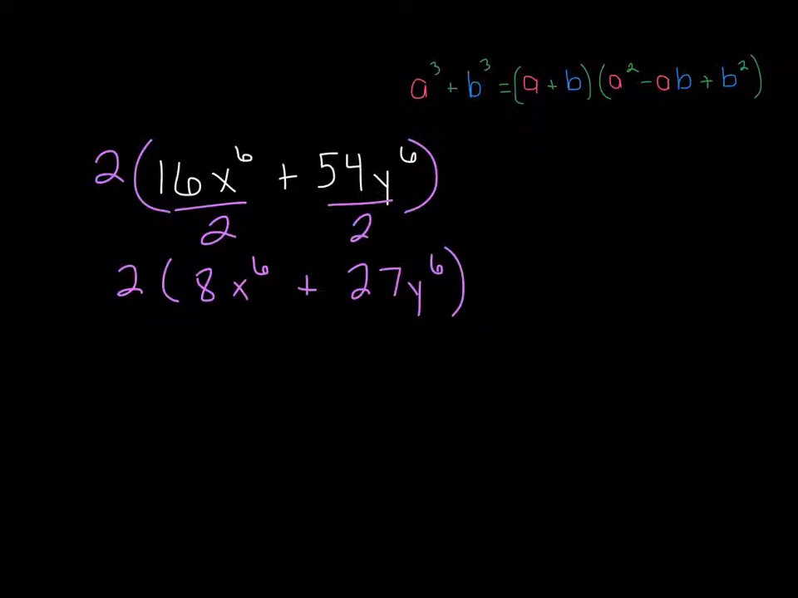Now we can see that we have a sum of cubes. So let's find the cube root of 8x to the 6th for A. So that would be 2x squared. And then for B, the cube root of 27y to the 6th would be 3y squared.